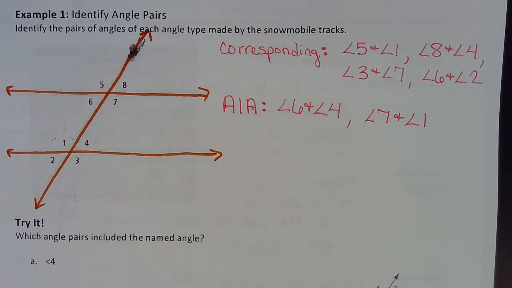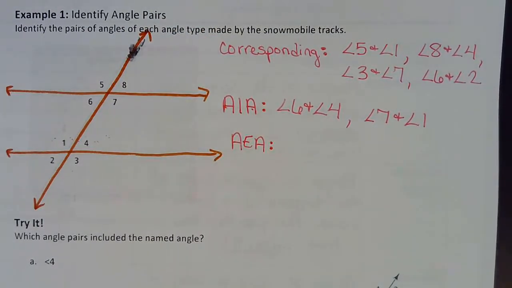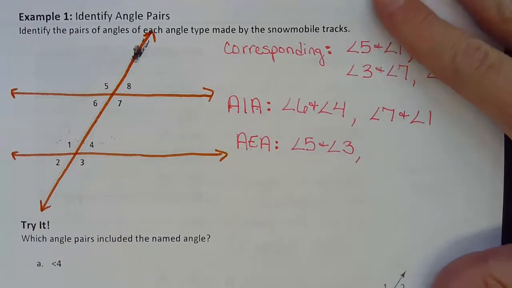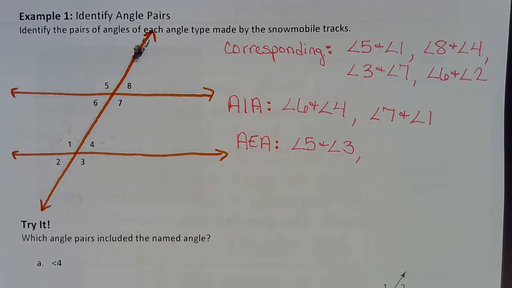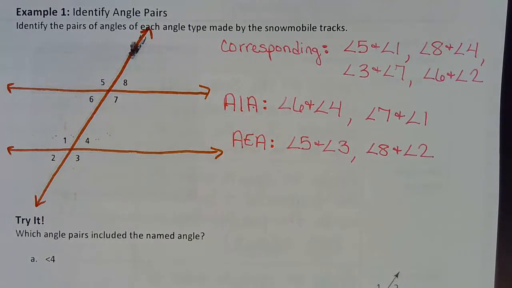Same thing I'm going to do for the next one, alternate exteriors. I'm going to put AEA, alternate exterior angles. So alternate exteriors means that you have one on the left side of the transversal, one on the right side of the transversal. They're both on the exterior of your parallel lines. So what's one example of alternate exteriors? 5 and 3. Yep. Angle 5 and angle 3. And one more. 8 and 2. And that's it. Those are the only alternate exteriors.